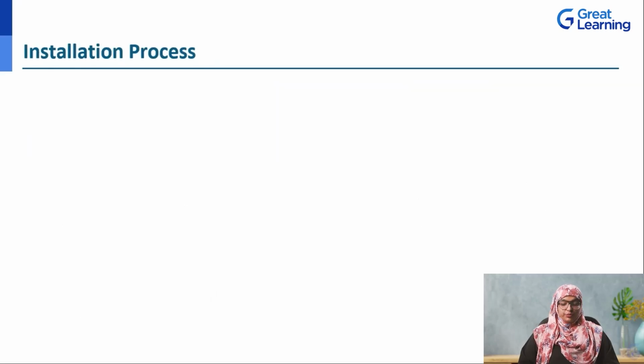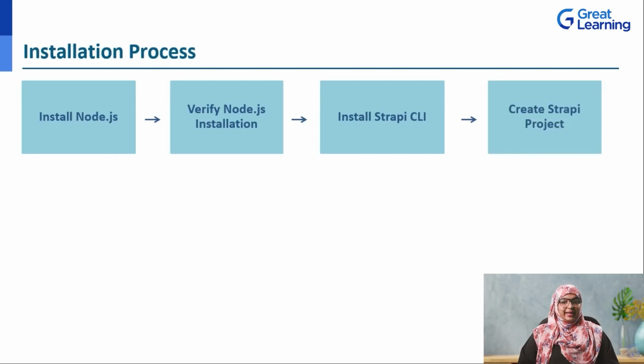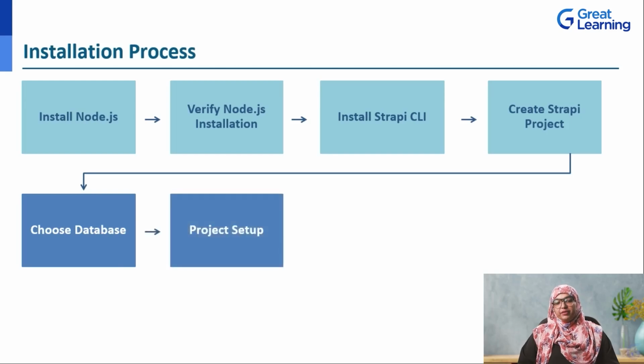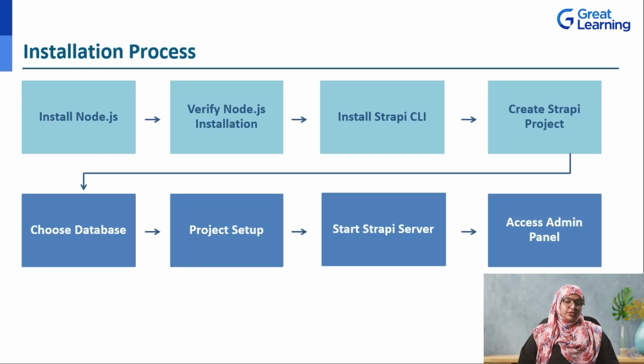What are the installation processes which need to happen? We discussed the system requirements, right? So the first thing required was Node.js. So we first need to install Node.js, then we verify the Node.js installation, and then we install Strapi on the command line interface, and then we create the Strapi project. After we have created the Strapi project, we will choose the database, and then we will use the project setup, start the Strapi server, and then access the admin panel.